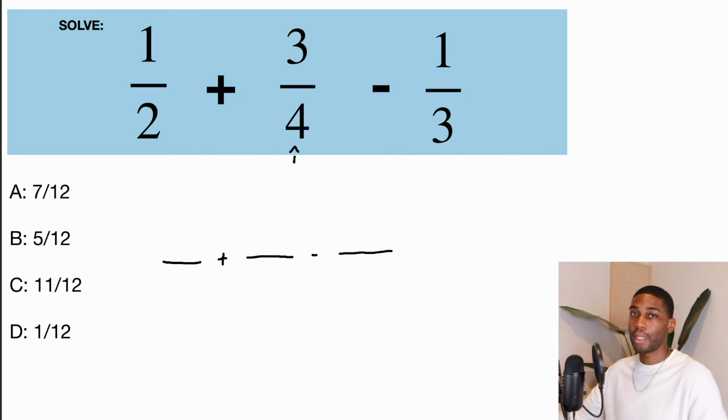We're going to multiply it again. Let's do 4 times 3. 4 times 3 is 12. Does 2 go into 12? Yes, it does. But does 3 go into 12? Yes, it does also, right? So we know that our common denominator can be 12. All of these numbers go into 12. 2 goes into 12, 4 goes into 12, and 3 goes into 12.